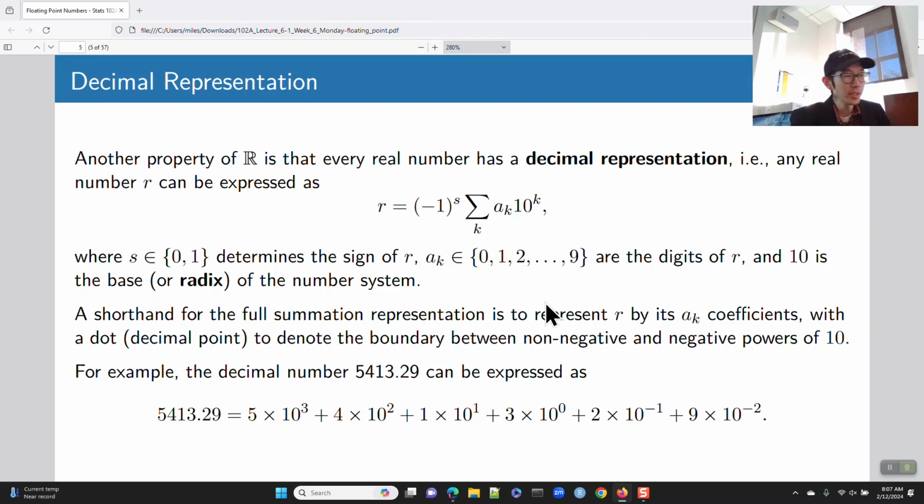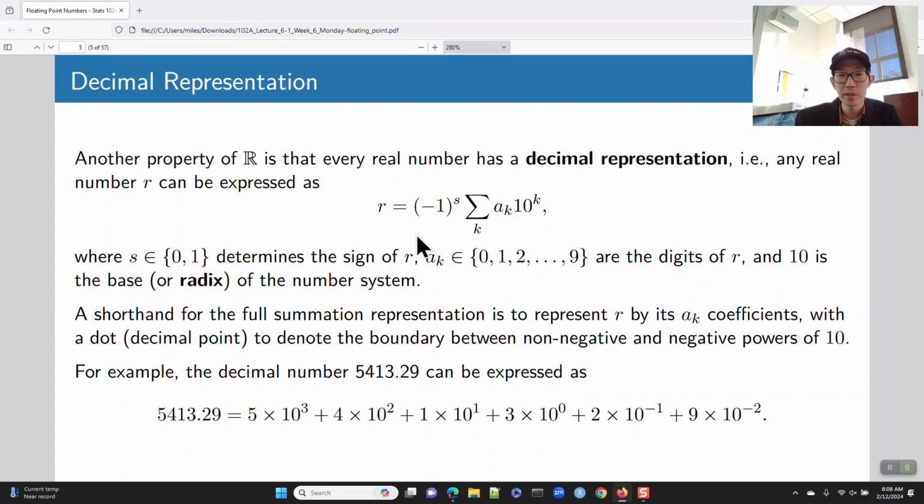Every number on the real number line has a decimal representation. We can represent any value on the real number line, like pi or the square root of 2, these irrational numbers, rational numbers. You'll have point something, something, something, and it goes on kind of forever, but technically there is some kind of representation.